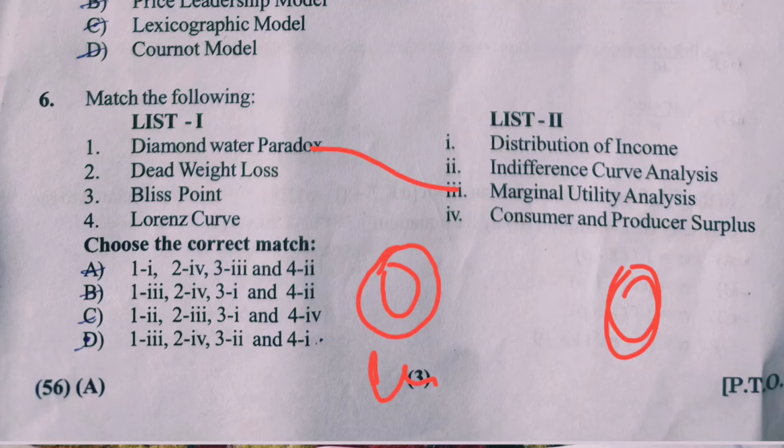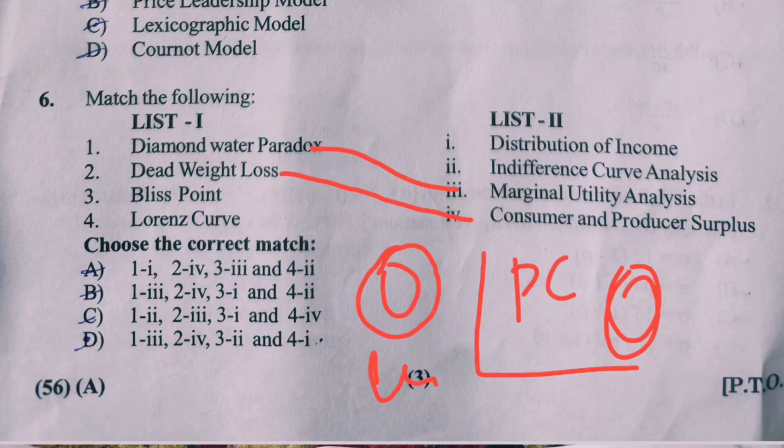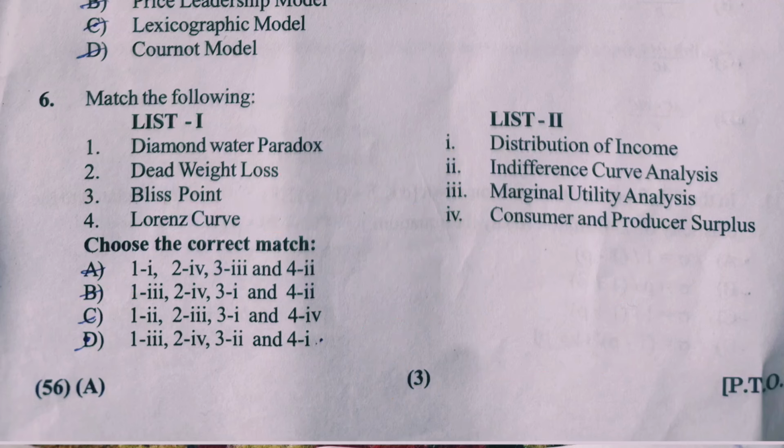Deadweight loss is concerned with consumer and producer surplus. In case of monopoly, we have the maximum deadweight loss, and in case of perfect competition, there is no deadweight loss at all. Bliss point is with the indifference curve analysis, and then we have the Lorenz curve, which is the distribution of income. So 1 is related to 3, 2 is related to 4. So option B should be correct.